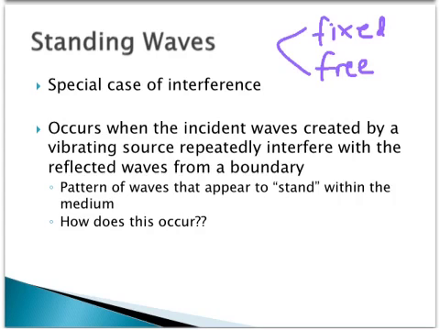Okay, so standing waves are produced when an incident wave interferes with a reflected wave, and it interferes in such a way that you get spots of constructive interference, and you also get spots of total destructive interference. Remember, that's where the two waves completely cancel each other out. So what you get is a repeating pattern of interference. They repeatedly interfere with each other.